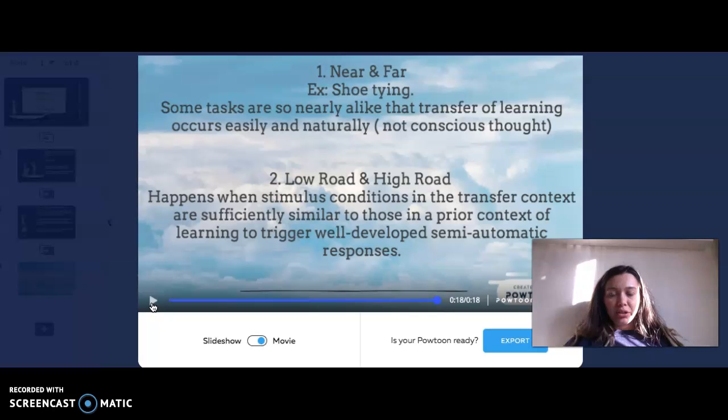So an example of that is shoe tying. So some tasks are so nearly alike that transfer of learning occurs easily and naturally. So it just happens naturally. There's no conscious thought that's occurring in order to process this new concept.